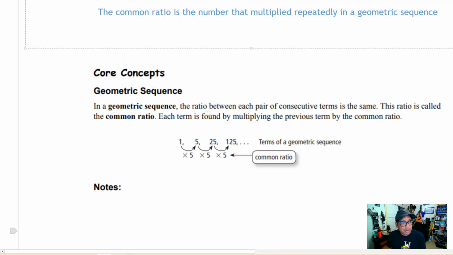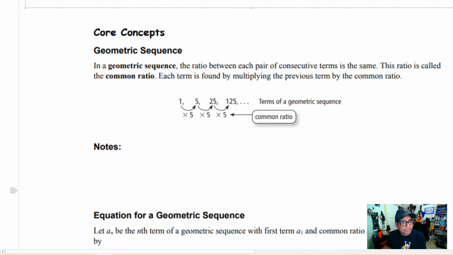So here it is again. This is another way. A lot of people like to write it this way. You'll see me do this as well. If I see that the rule to jump from the first number to the second number is times 5, and then the rule to get from the second number to the third number is multiply by 5, then I can see the common ratio is 5.